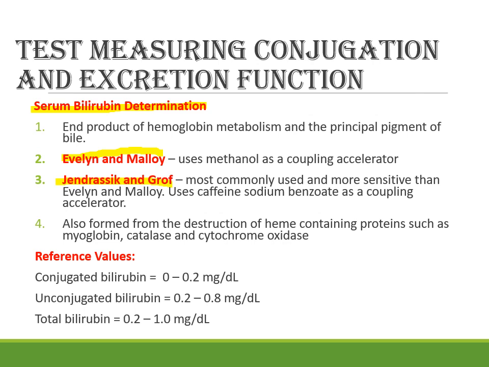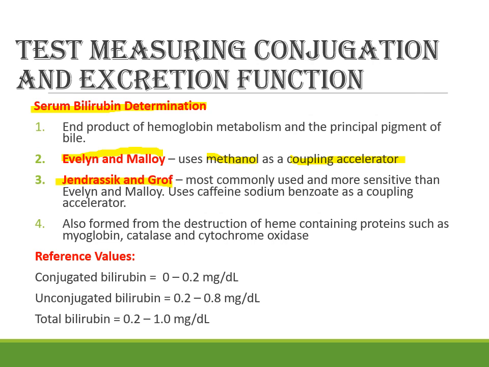Okay, so when you talk about Evelyn and Malloy, the main thing you have to remember is that it uses methanol as a coupling accelerator. So what do you mean by coupling accelerator? This is actually added to the test. It will act as a dissolving agent to remove albumin from bilirubin 1. Don't we all know that bilirubin 1 binds to your albumin, right? Because your albumin will transport bilirubin 1 to the liver. Now, if we want to measure bilirubin 1, we have to make sure that we don't include the albumin in the measurement. That is why we add a coupling accelerator in the form of methanol for Evelyn and Malloy.